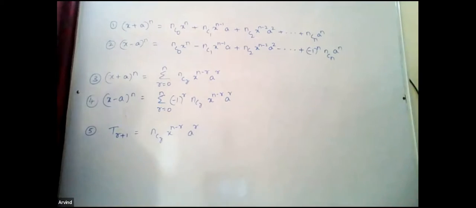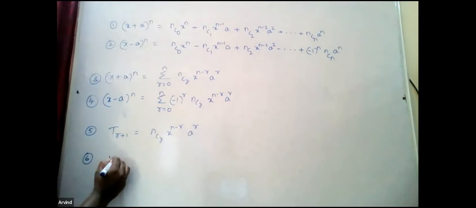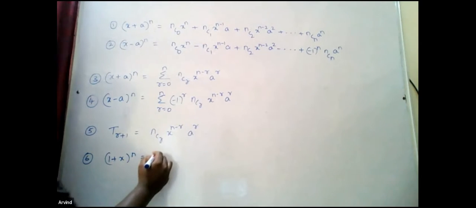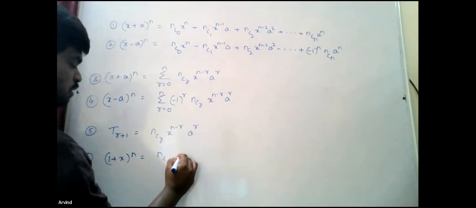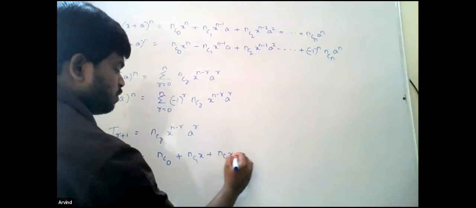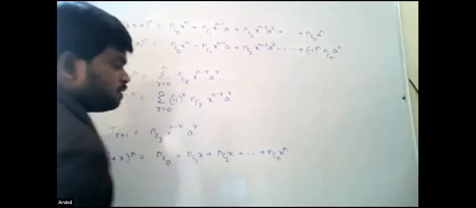Okay, next other important formulas are these. Suppose a is 1, then I can write this as 1 plus x to the power n. So again it is nC0 plus nC1 x plus nC2 x square plus so on nCn x to the power n. Very important formula, we'll be using it a lot.